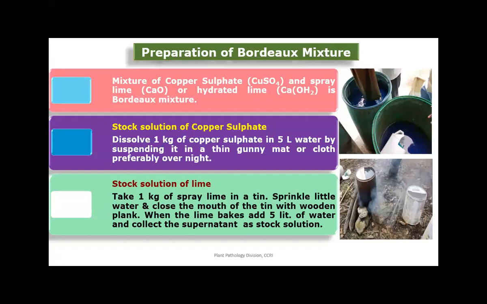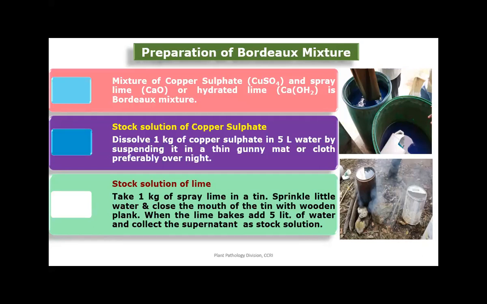Then let us know about the preparation of Bordeaux mixture. As all of us know, but let us refresh ourselves, a mixture of copper sulfate and spray lime or hydrated lime is Bordeaux mixture. To prepare 1 barrel of Bordeaux mixture, we dissolve 1 kg of copper sulfate in 5 liters of water by suspending it in a thin gunny mat or cloth, preferably overnight.